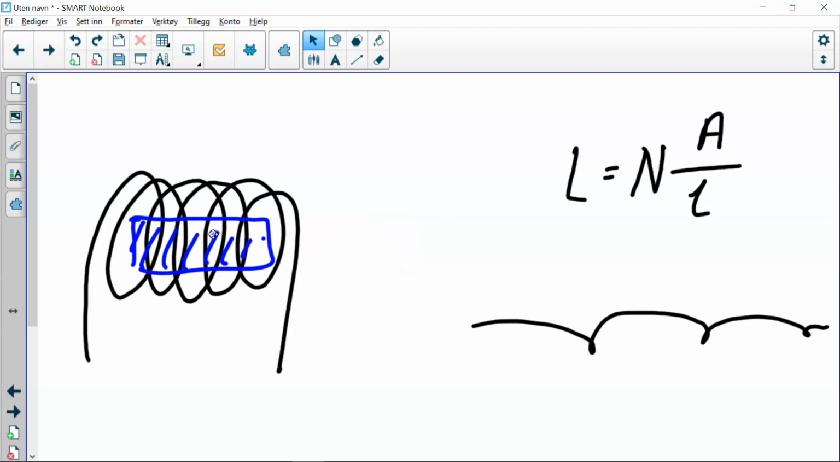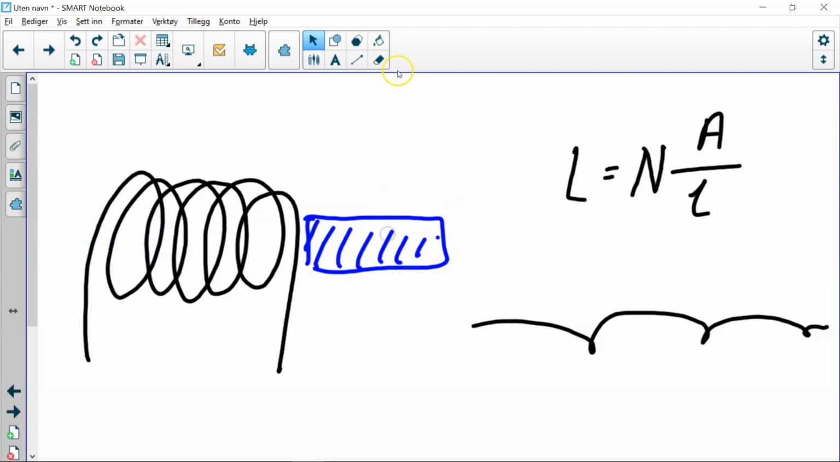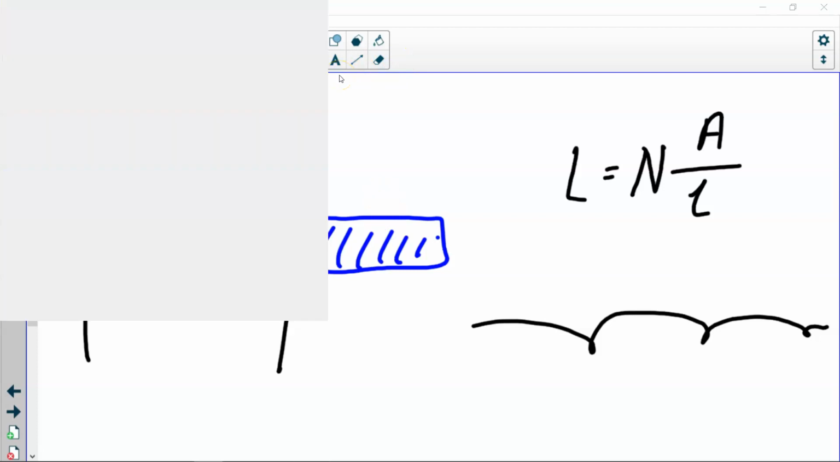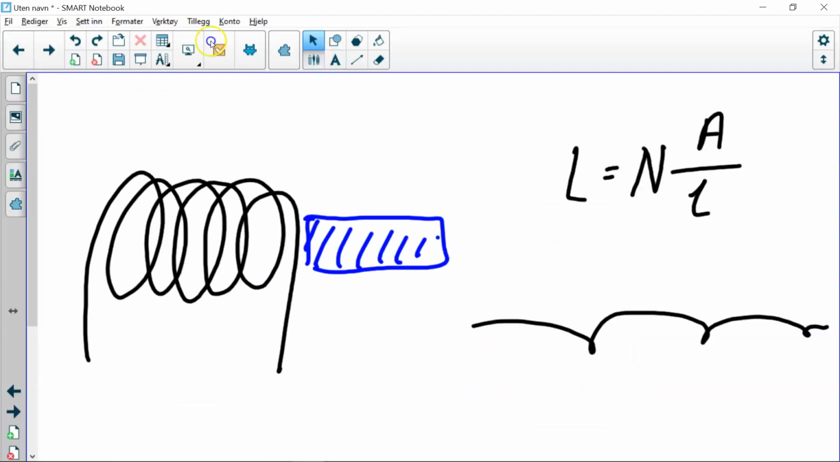So we need to have something to represent the presence of the core itself. That would be the part of the equation that you find here, the mu. So we also have mu. In fact, the number of turns in the inductor is squared, which shows the importance of the number of turns in the inductor.